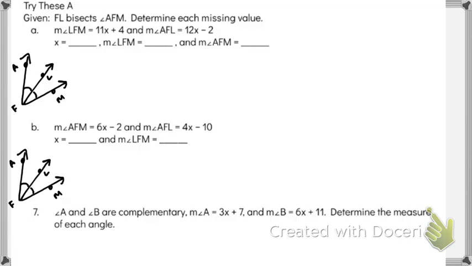Okay. All right. For A, it says LFM. So LFM, this bottom piece right here, is 11x plus 4. And I know the pictures are a little bit uglier than segments for sure. The angle AFL is 12x minus 2. So AFL, this top one, is 12x minus 2.